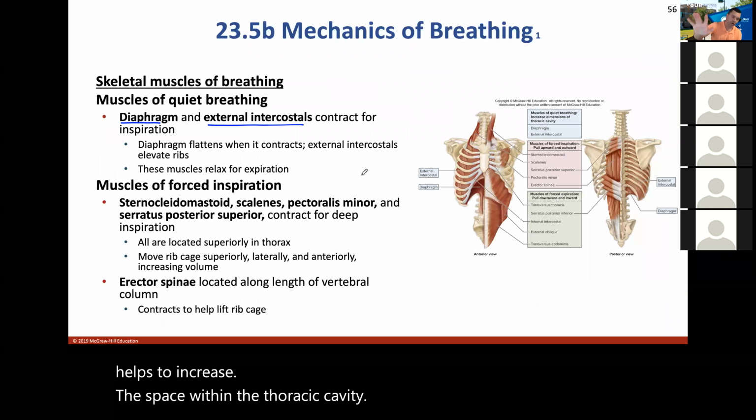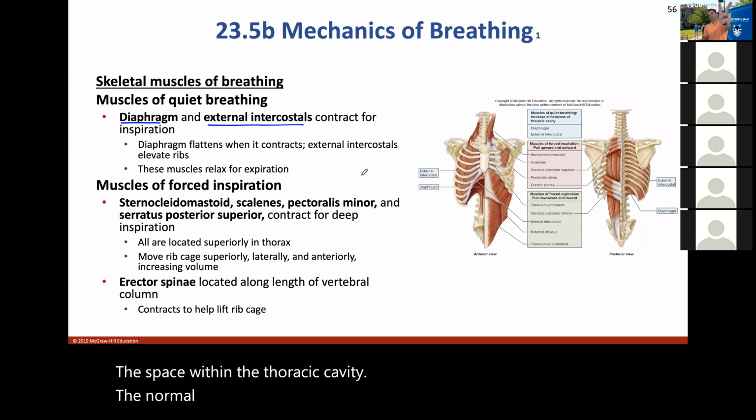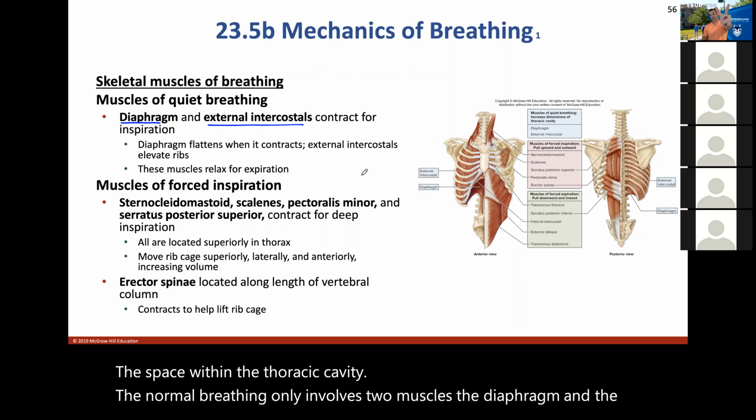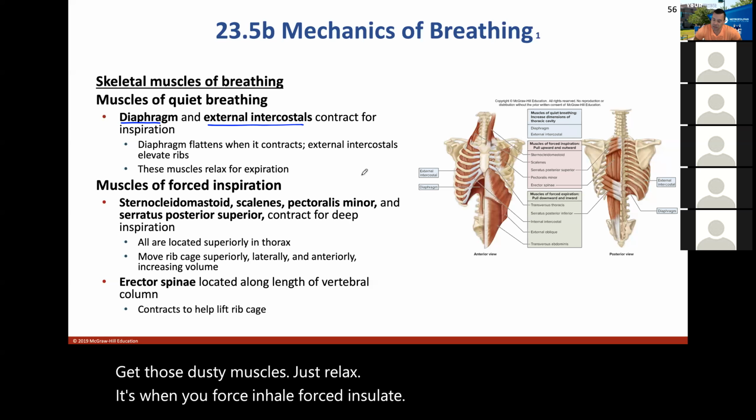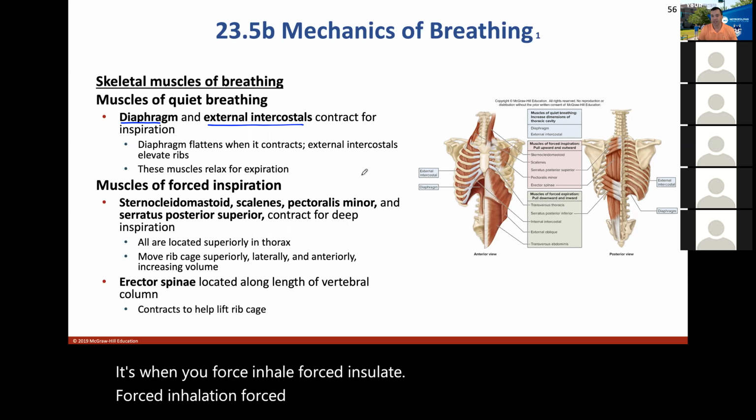So normal breathing only involves two muscles, the diaphragm and the external intercostals. Those two relax and you exhale. Those two muscles just relax. It's when you force inhale, forced inhalation, forced exhalation is when we get a number of other muscles involved.